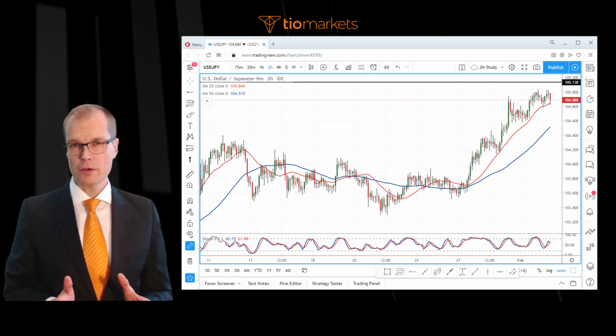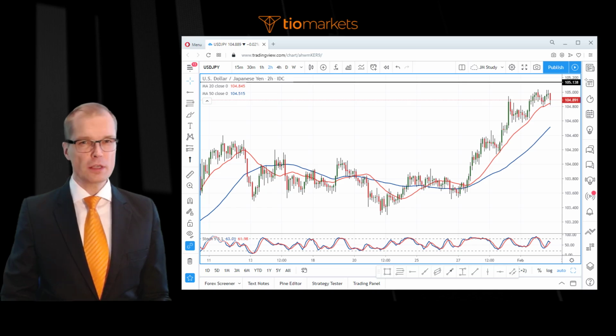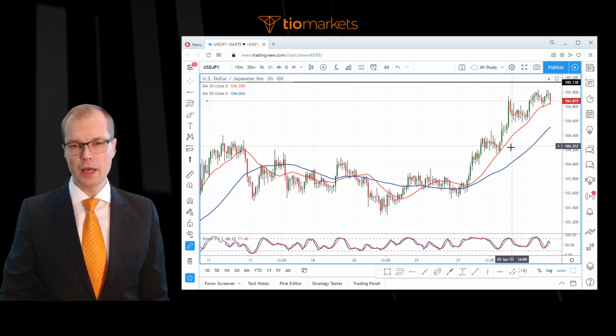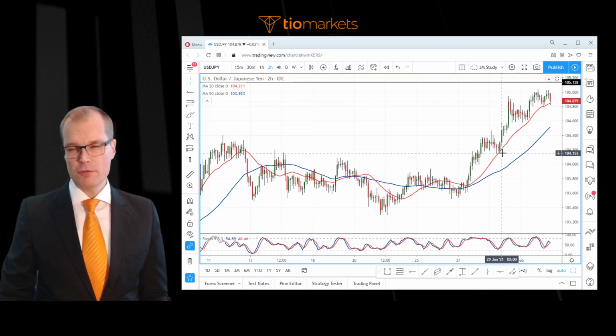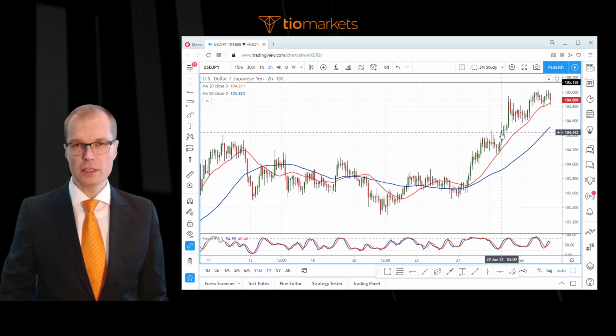And here we have USD yen in 2-hour time frame, and as you can see from the chart, this currency pair has been trending higher. You can see it from these moving averages here. You can see how they are wide apart, and I'm using 20 and 50 period moving averages here. They are fairly wide apart, which means there has been momentum and the market is making higher lows and higher highs as it should when it's trending higher.